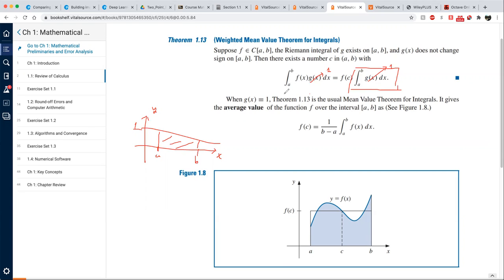So we move b minus a to the left-hand side, and we get f(c) equal to 1 over (b minus a) times the integral of f(x) from a to b. Now, what does that mean? The f(c) is right here. This is equal to the integral of f(x) from a to b, times 1 over (b minus a). So 1 over b minus a is going to be what?